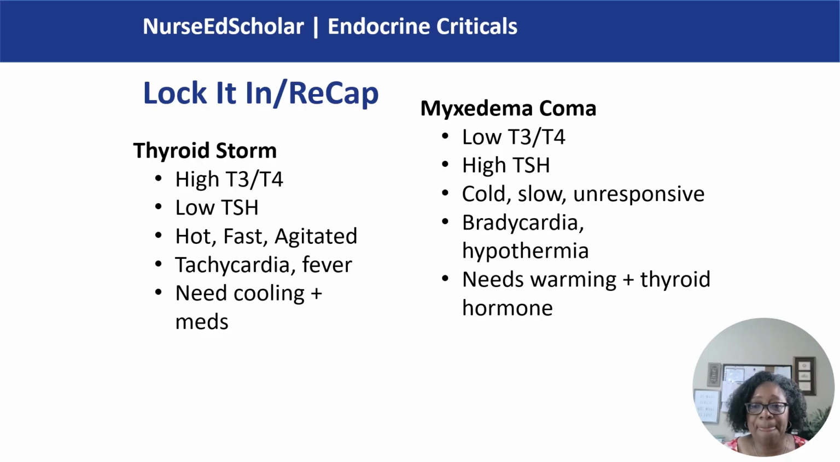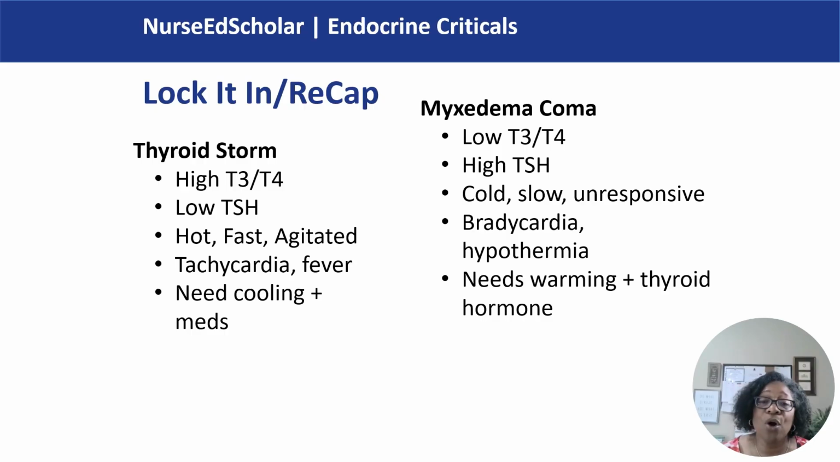So let's recap. In thyroid storm, you have a high T3, T4, and a low TSH. They're hot, they're fast, everything's going fast, they're agitated. You'll see tachycardia, fever, and they'll need cooling, so you'll see the cooling blanket, and they'll need medications.